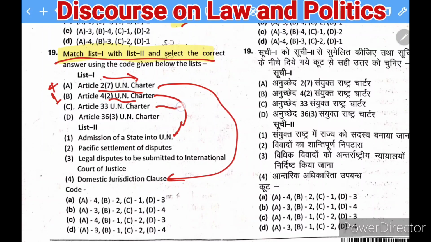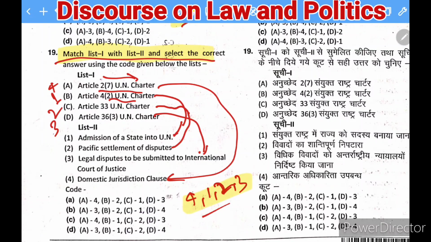For this, you can see here, it belongs to the Pacific settlement of disputes. So this is for 2. And then come to Article 36 Clause 3. It belongs to legal disputes to be submitted to the International Court of Justice. And for that it belongs to 3. So 4, 1, 2 and 3. This is the proper correct code.